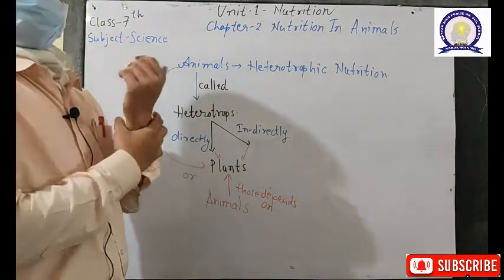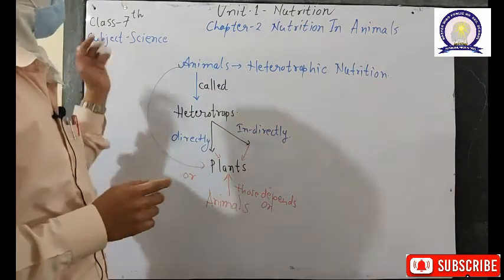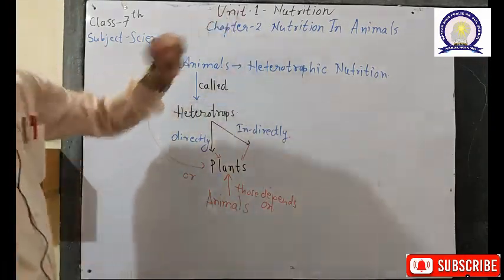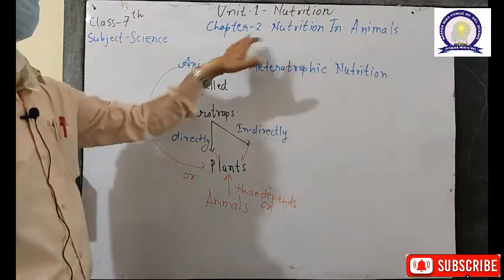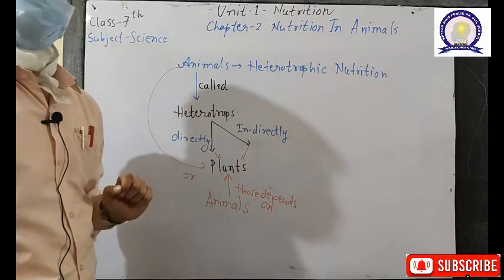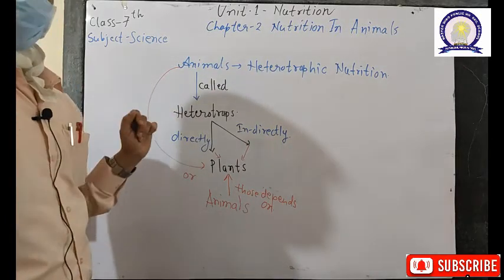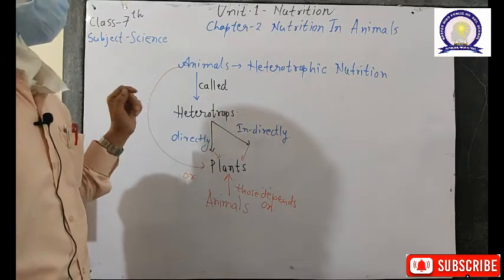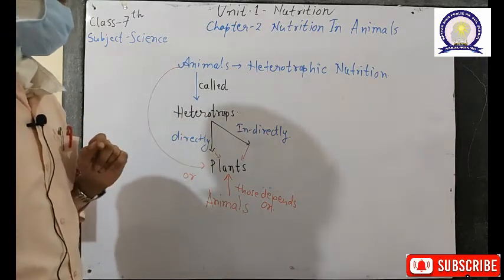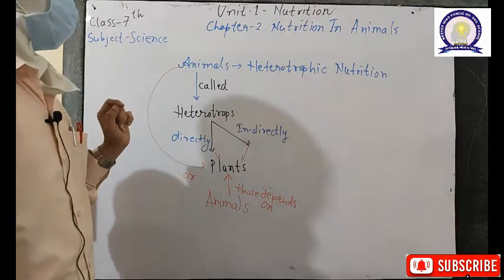So welcome to the second class of class 7 science, unit 1, that was nutrition. Today we will be discussing chapter 2, nutrition in animals. As you know, we already discussed nutrition in plants in chapter number 1, so in this chapter we only discuss nutrition in animals.